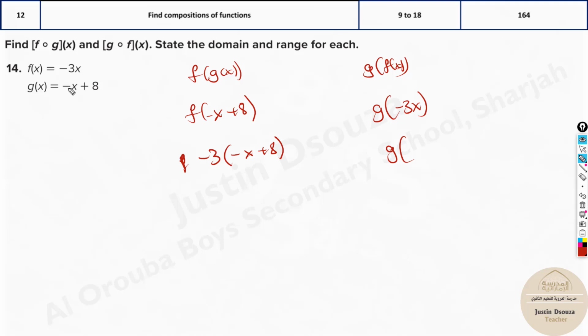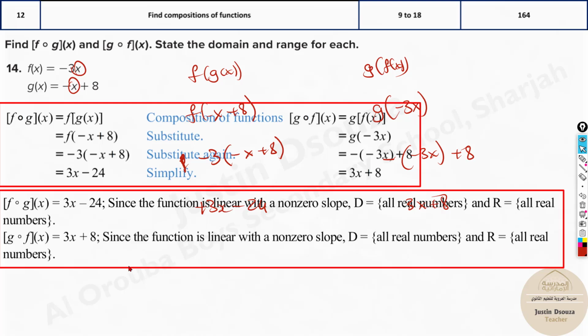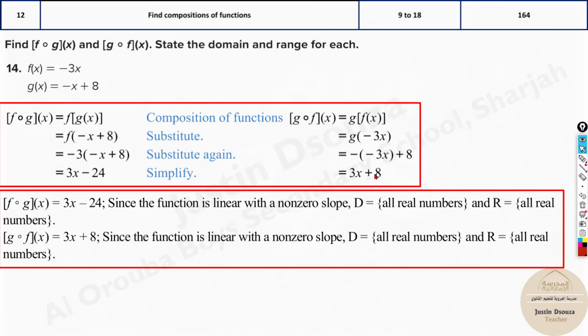Now for here what do we do? Directly substitution now. g of x is so much, but we have minus 3x. So instead of x over here, minus x becomes minus 3x again. Just this x part is changed. Plus 8 remains. Now multiply this, it will be plus 3x minus 24, 3 eights are 24. And over here we will have minus 3x plus 8. Those are the answers. So again, they are linear functions. All real numbers are the solutions. You can see these are the answers. Yes, they're correct. And all real numbers in both the cases are the domain and the range.